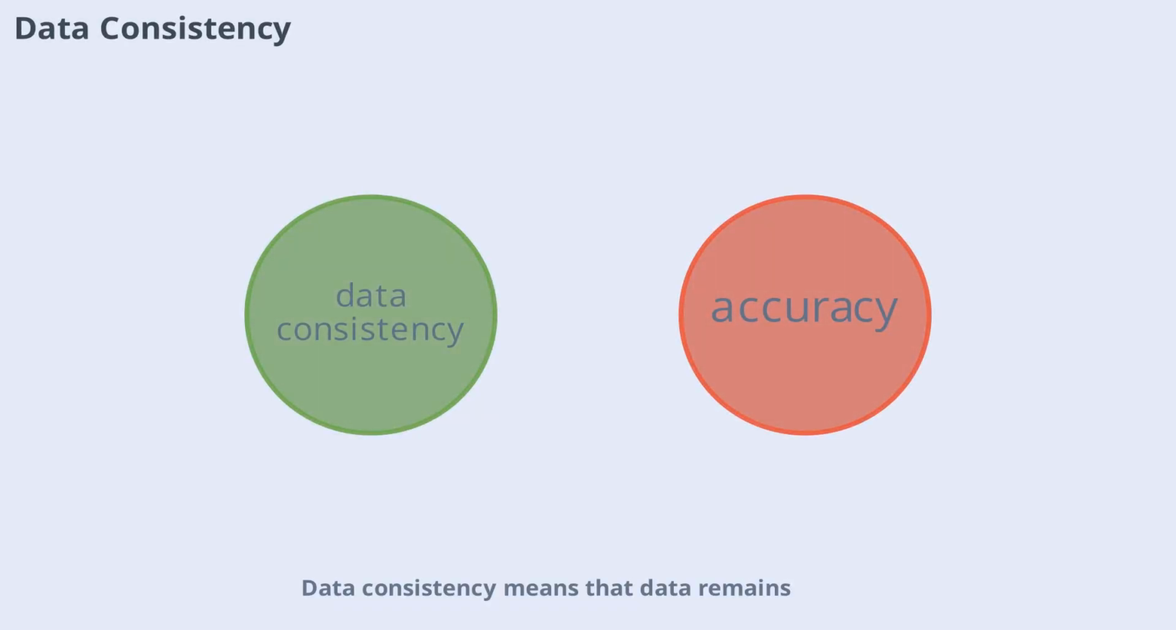Data consistency means that data remains accurate and uniform across the database. When multiple users or applications interact with the database, consistency ensures that everyone sees the same, correct information. This is especially important in systems where data is updated frequently, like banking or inventory management.